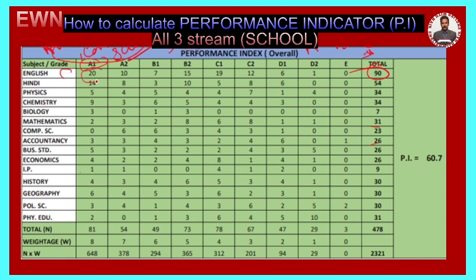All the three streams, that is 20 students have got A1 in English, 10 students have got A2, like that, and total 90 students are there in all the three streams together. Okay, then Hindi similarly, 54 students have applied Hindi, all the three streams together. So we can write all the three streams subject here.